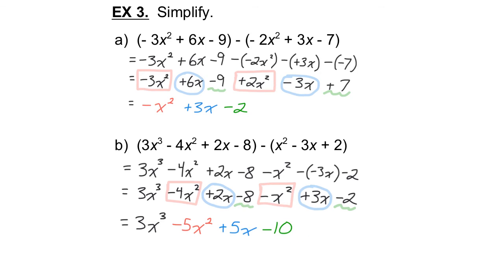So to summarize, when you are asked to simplify an expression, you need to identify your like terms, and then you can only add or subtract your like terms with each other. You cannot add or subtract terms that are not like terms. Once you have come to a point where you have no more like terms, that's simplified. That's as far as you can go and you're done.